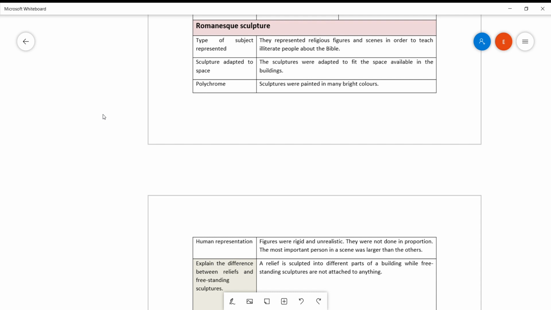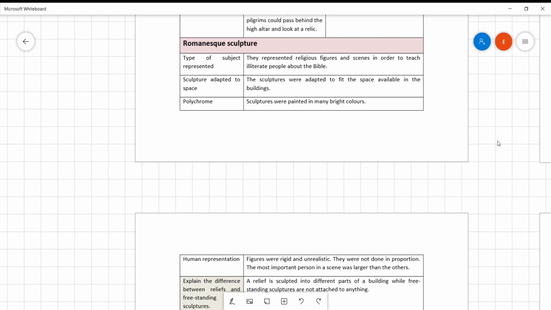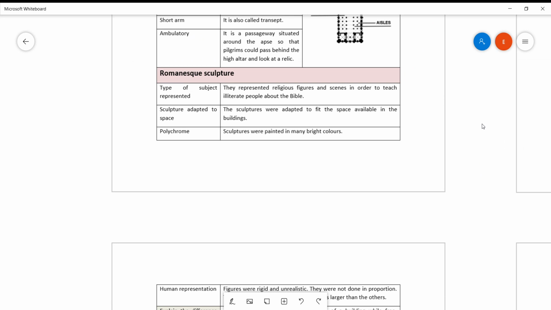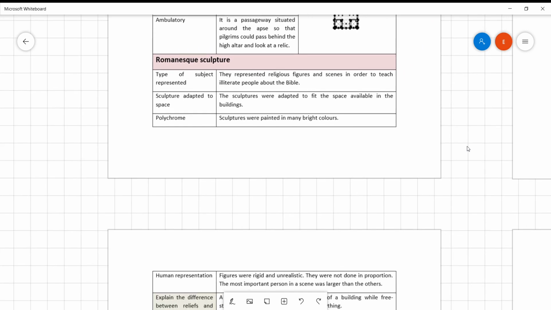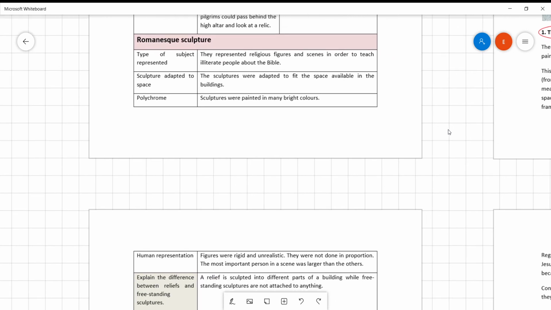Okay, so you can imagine a priest or a monk or a religious person explaining to a bunch of people about the life of Jesus in front of one of these sculptures or paintings. Okay, because this is going to happen also in painting.